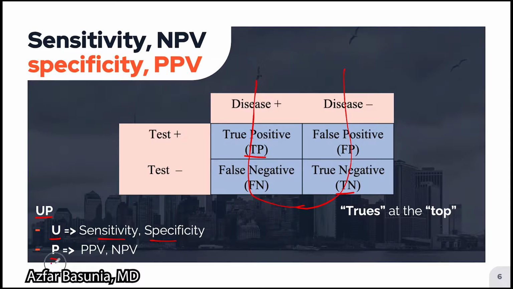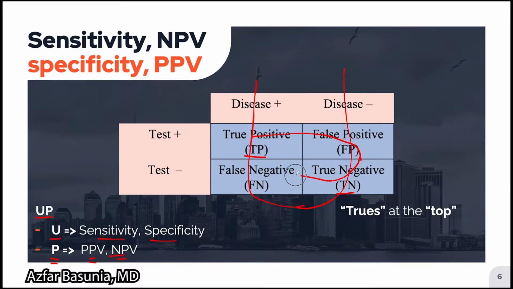The P helps me to remember the predictive values, so the positive and the negative predictive values. The first arm of the P reminds me how to calculate the positive predictive value. In this case, it's passing through true positive, so true positive is on the numerator for positive predictive value, and it is passing through false positive, so true positive plus false positive goes to the denominator for positive predictive value.